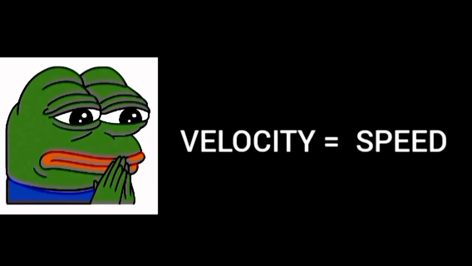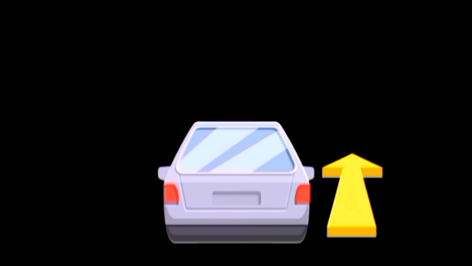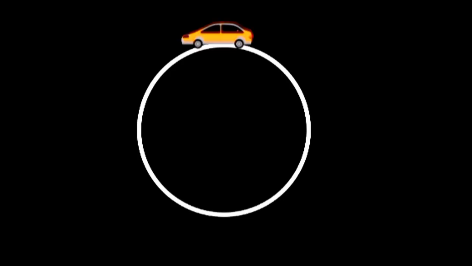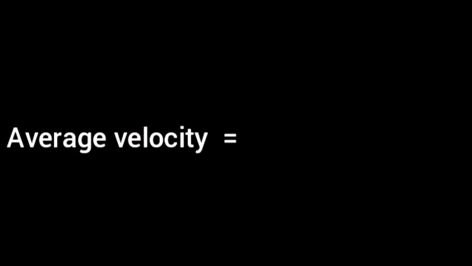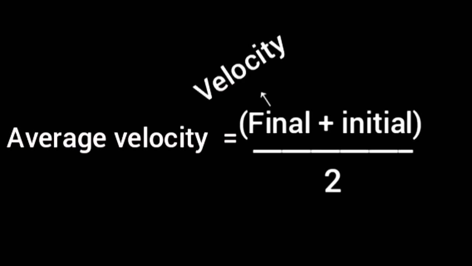So, velocity and speed are the same? No. The main difference between speed and velocity is that the velocity of a moving object changes as its direction changes. So, if an object moves in a straight path without changing its direction, then its speed and velocity will be the same. While, if that object moves in a circular path, then speed and velocity will be different. And, to find average velocity, we divide the sum of final and initial velocity by 2.